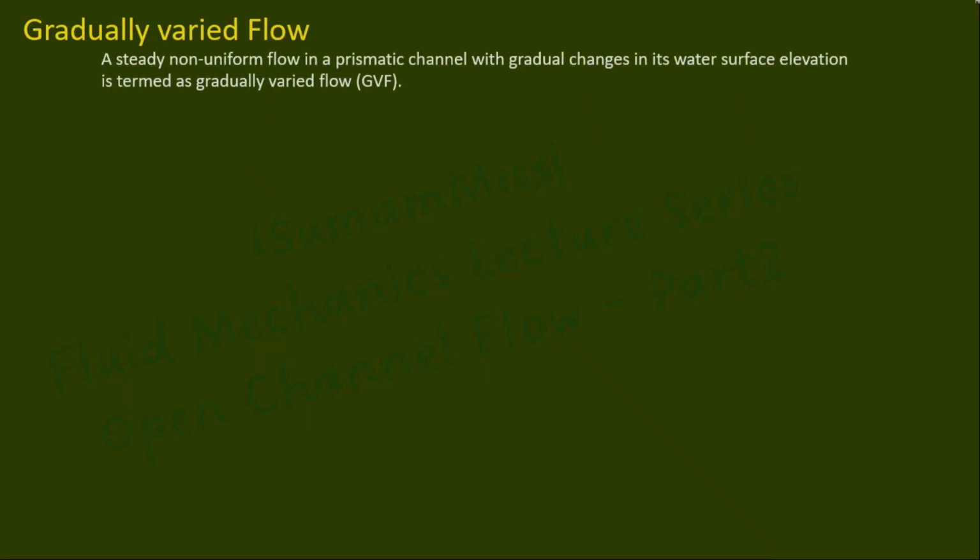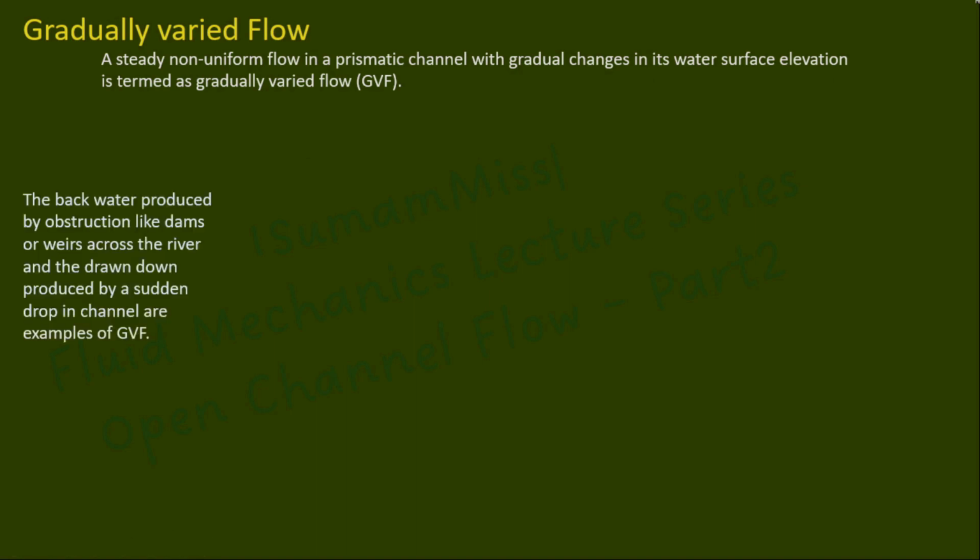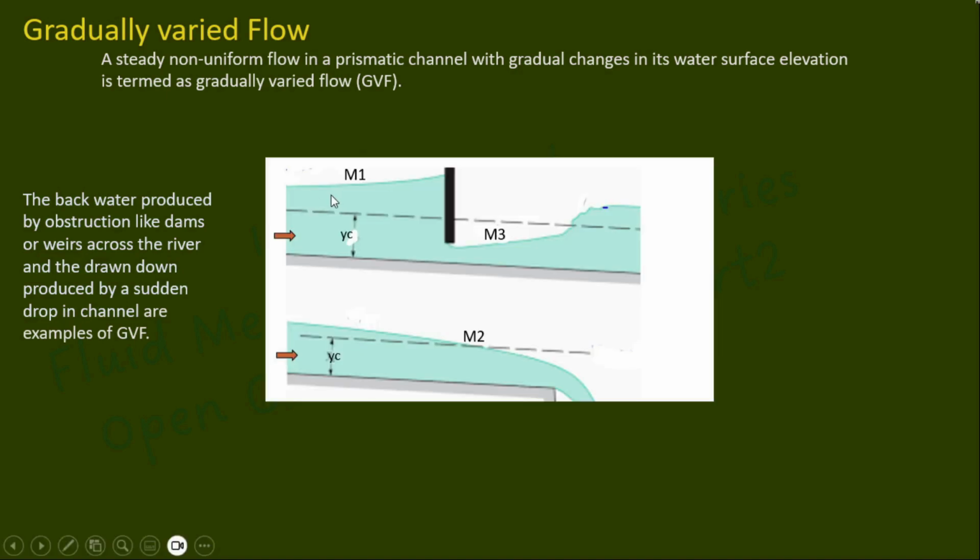Gradually varied flow, as we had discussed earlier, is a steady non-uniform flow in a prismatic channel with gradual changes in its water surface elevation. It mainly occurs due to the change in the size and shape of the cross section of the channel or due to the sudden change in the bed slope. We have learned previously about the formation of M1 profile and M3 profile for a mild slope channel.